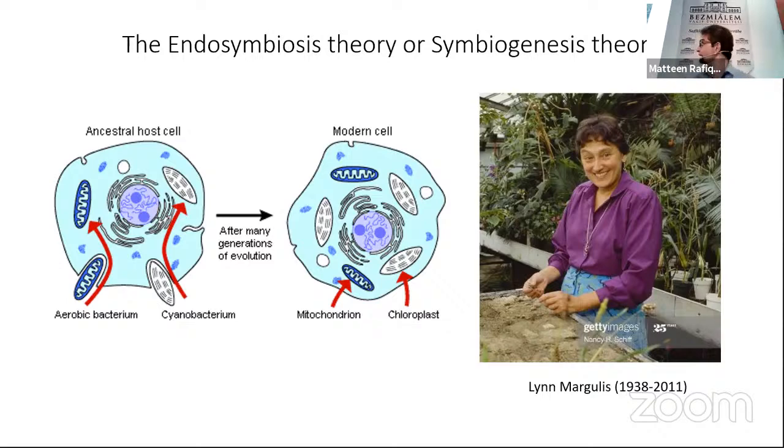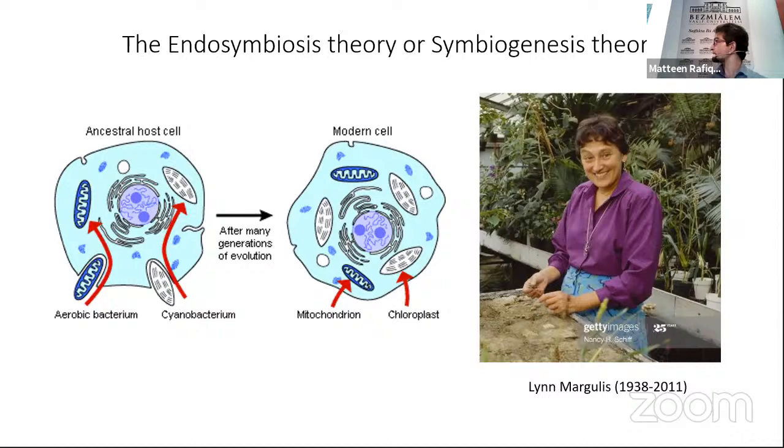These are called symbionts. Some of these live inside cells of other organisms, and these are called endosymbionts. And many years ago, this scientist from the United States named Lynn Margulis proposed that the eukaryotic cell originated from the merger of an archaean cell and bacteria. An archaean cell was infected by bacteria, and these bacteria came to be symbionts inside the cell. This is called the endosymbiosis theory or the symbiogenesis theory.